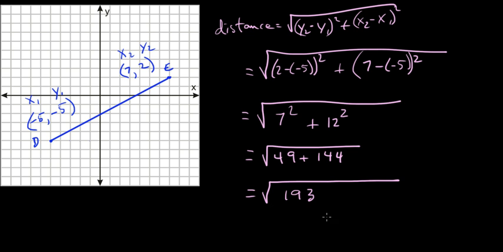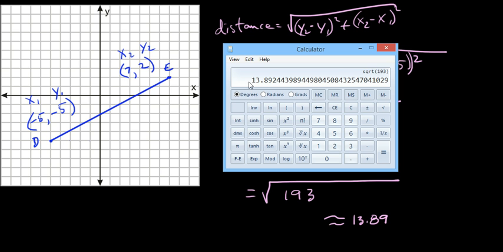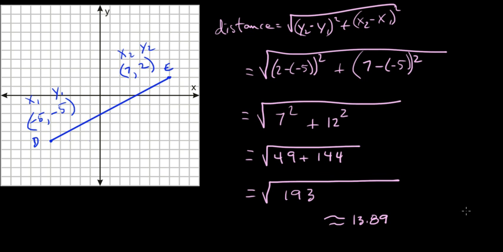Using my calculator, I can find the square root of 193, and it's 13.89. So it's approximately 13.89. I'm using the squiggly equal sign because I had to round it off. You look at my answer. You want me to write all those decimals? No, I don't want you to write all those decimals either.